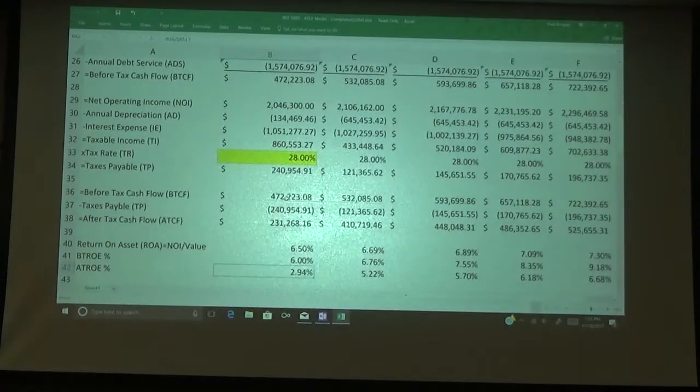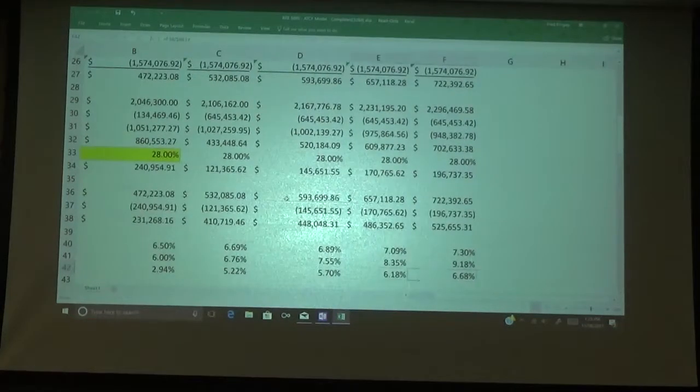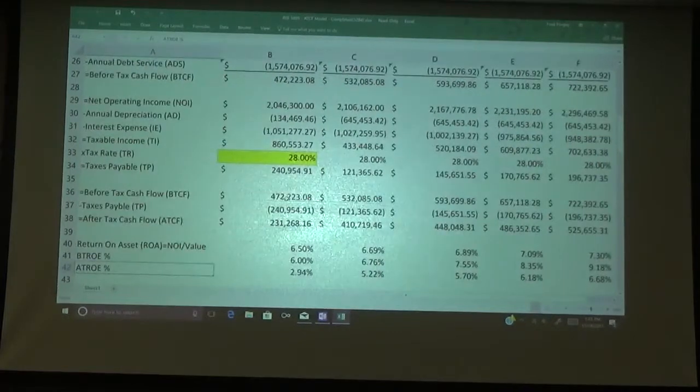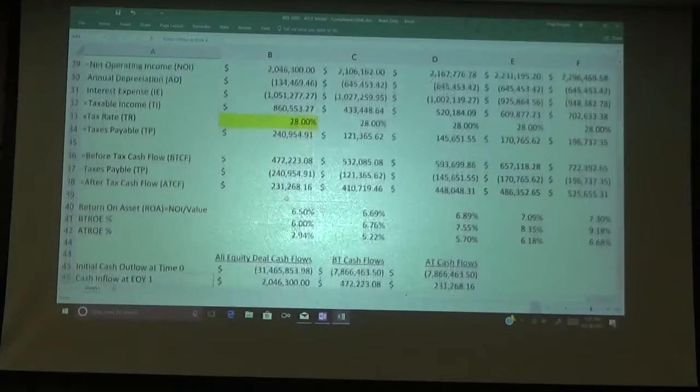All right, so once again, we're keeping those somewhat static. You can kind of see what happens, obviously, as the property matures. For the most part, those return measures go up. Okay, moving forward.